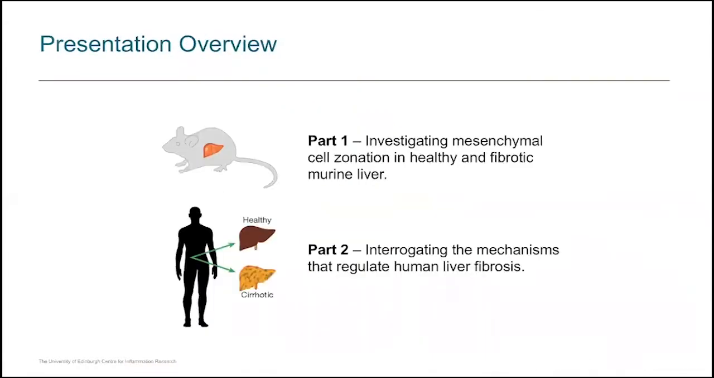In this presentation, I'm going to discuss 2 recent projects in our group which involved single-cell RNA sequencing. For the first part of the talk, I will discuss how we utilized this technique to uncover zonation of function in mesenchyme during liver fibrosis. This work was predominantly carried out on well-characterized fibrosis mouse models. I will then, in the latter half of the presentation, discuss our work looking at interrogating some of the mechanisms that regulate human liver fibrosis.